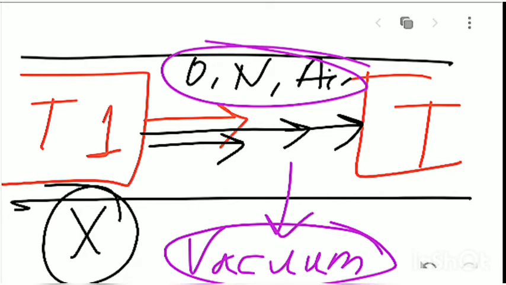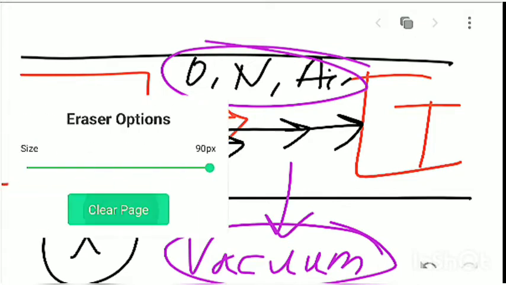Okay, that means that region should be devoid of any kind of air presence. And that is when the X-rays can be generated. If not so, what will happen if we keep air here? If we keep air here, the problem is that any kind of air or gas molecules present here, what will they do?